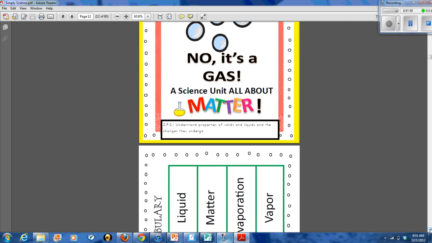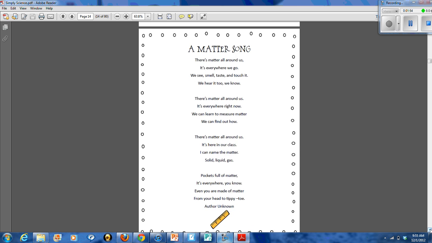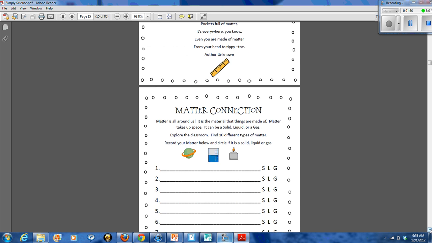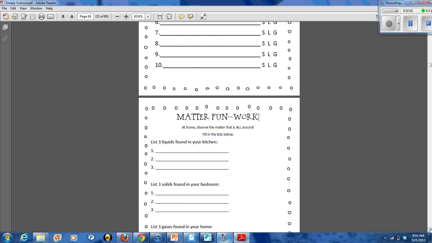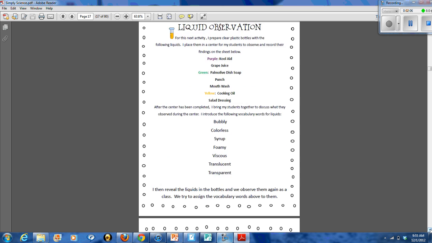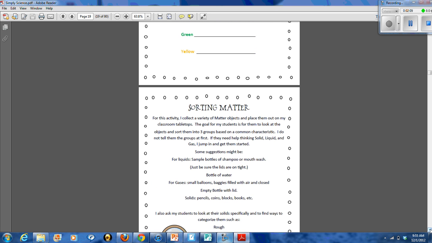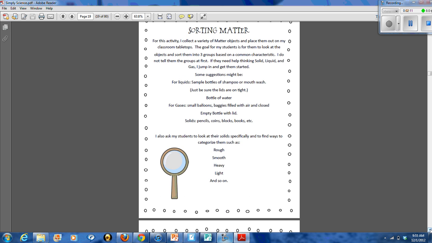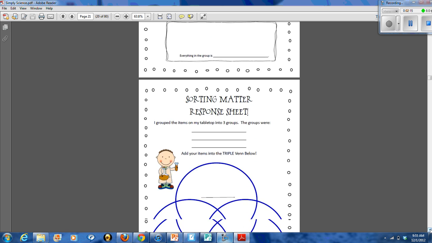It's my matter packet. It's been a huge seller. So you'll be able to go through the vocabulary, the matter song, matter connection, where you will do some exploration of different types of matter. There will be some matter fun work. You'll have a liquid observation where you'll create 3 different liquids that they will observe. You will sort matter with them. There's a sorting activity that you will work on.